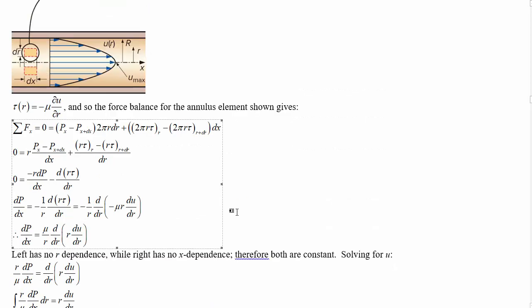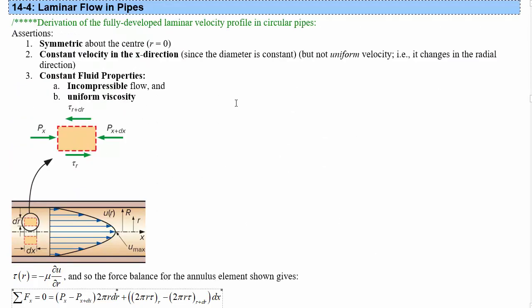All right, here we go. Feel free to skip ahead if you're not in the mood for some derivation, or try it on your own first. The assertions we're going to make are that the velocity profile is going to be symmetric about the center, constant in the x direction, and the flow is incompressible and has uniform viscosity. Constant in the x direction is going to require the flow is fully developed, and symmetric about the center and constant in the x direction together are going to need that this is laminar flow. If it's turbulent and we don't have smooth streamlines, then this isn't going to work.